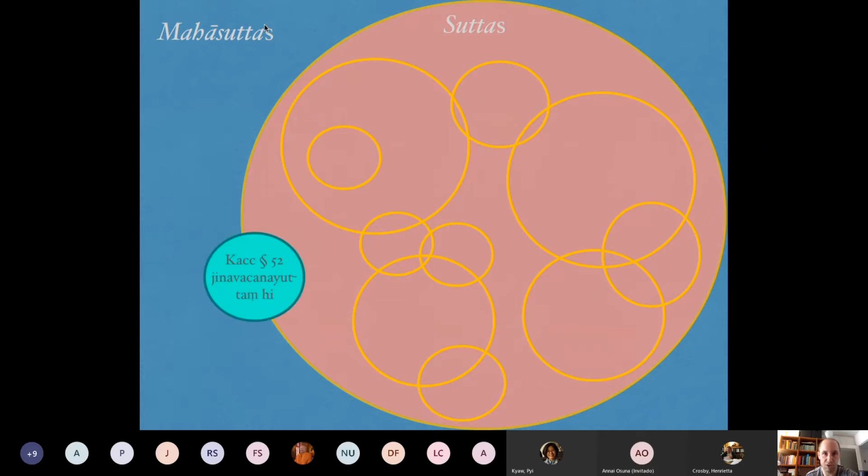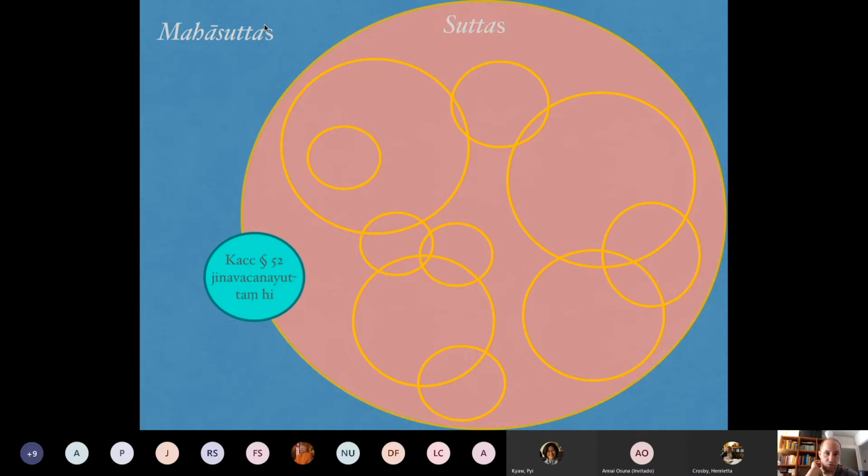Now, what connects these two different domains, what remains outside as an exception and what's inside as something explained by the grammar, is the rule Kaccāyana 52, which is an adhikara rule that we have seen, I think, the first day, Jina Vachana Yuttam Hi. This adhikara is taken by the commentators as a lion's gate, the way of the lion. That means that it affects the entire grammar, all the rules that come before 52 and all the rules that come after 52.